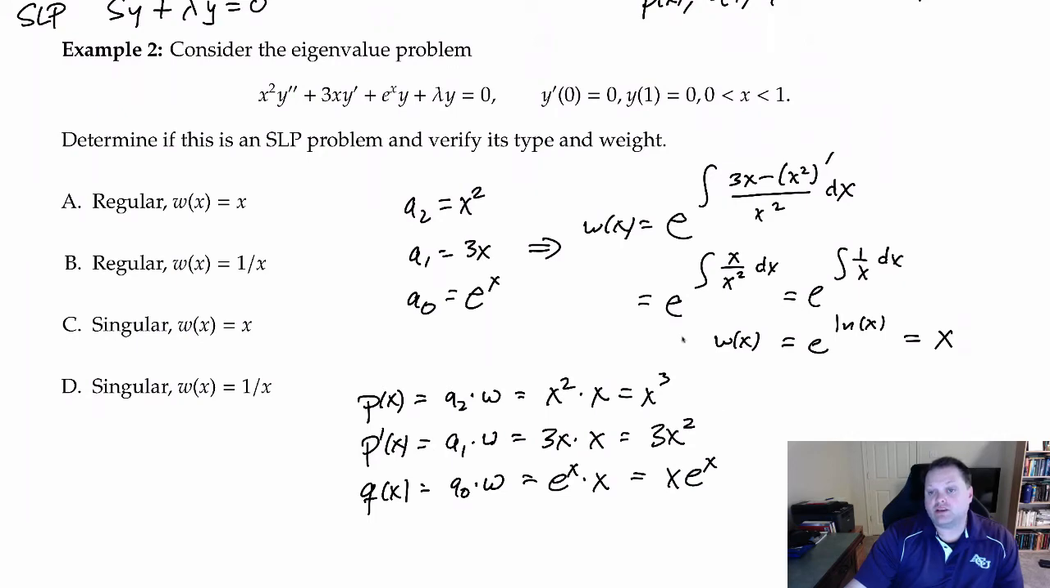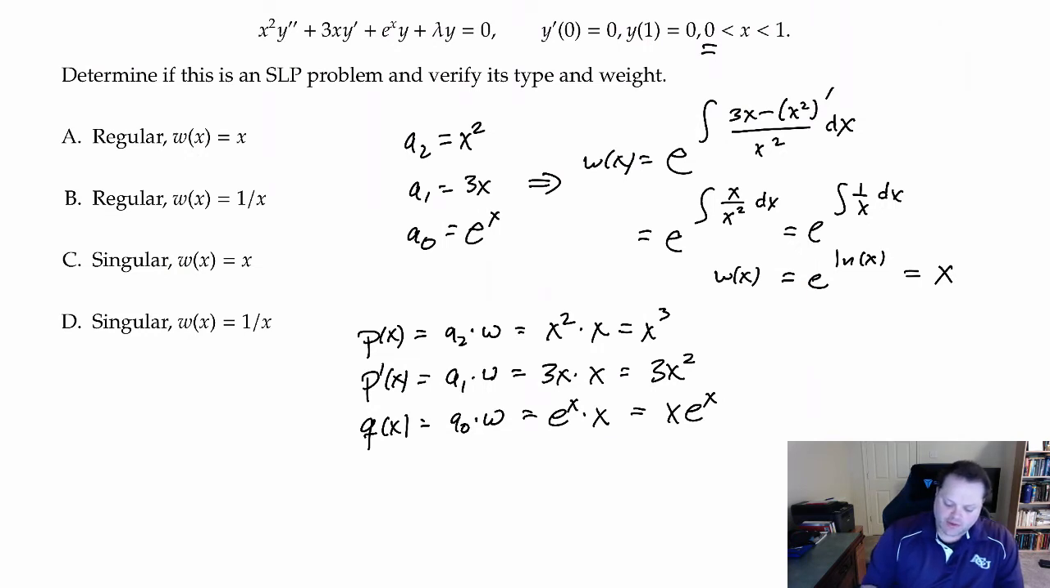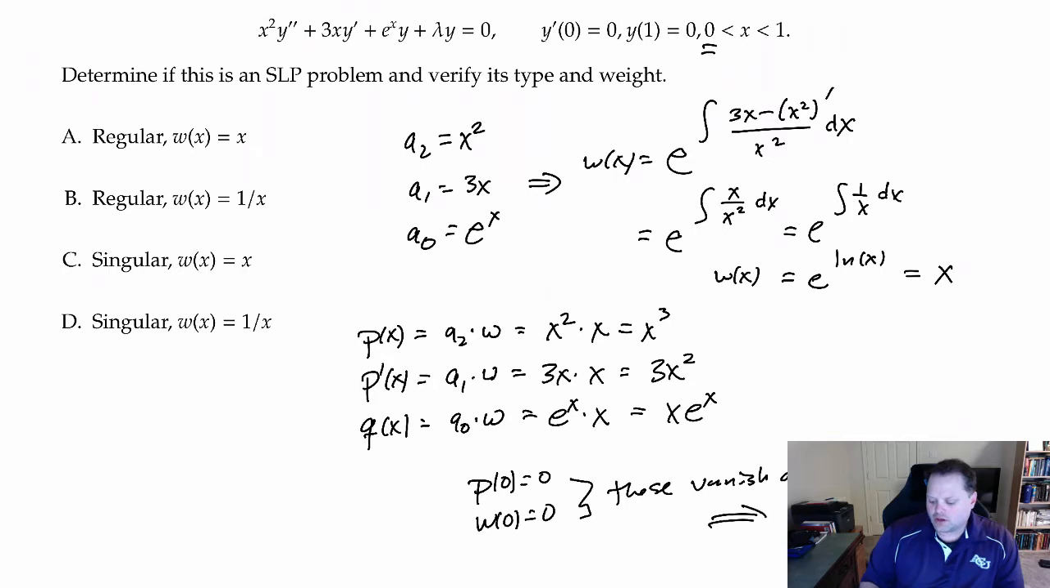However, when you get to singularity and start looking, the very first thing we run into is at the endpoint 0. P of 0 is 0 and Q of 0 is 0. Actually, Q doesn't matter, but W at 0 is 0. So these vanish at the endpoints, and that's an automatic trigger to know that this thing is singular. So we know it's singular. There's its weight function, so the correct answer is C.